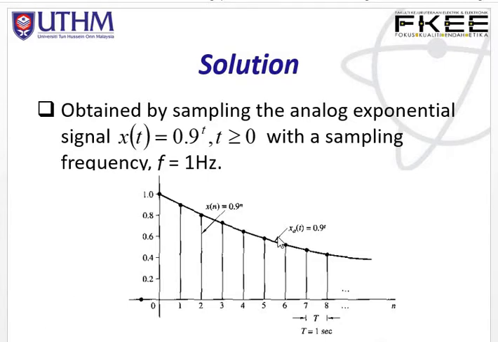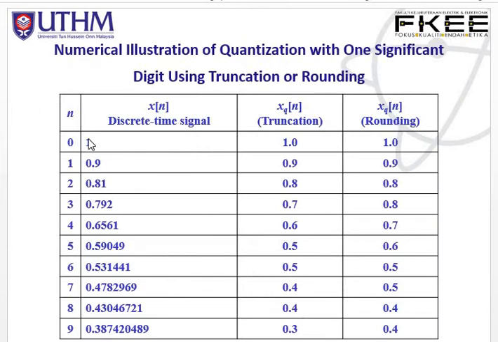So this is the shape of the x(t) using 0.9 power of t. And this is the value I obtained. For example, 0.9 power of 0, 0.9 power of 1, 0.9 power of 2, 0.9 power of 3. So this is the value.